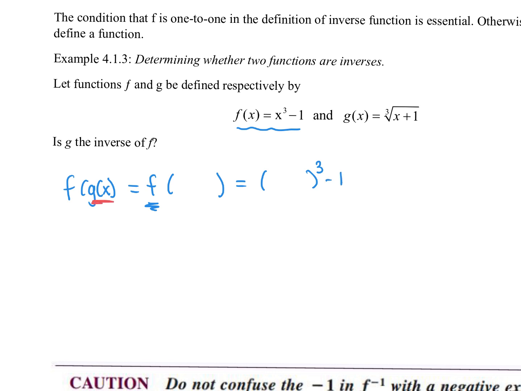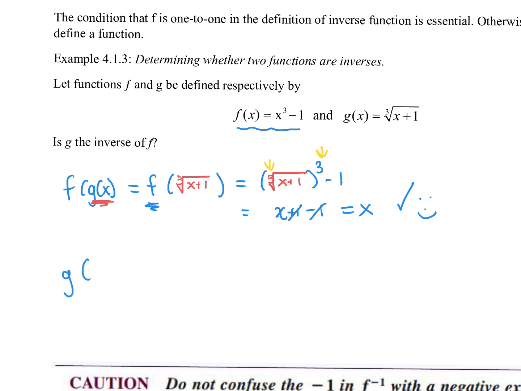The thing you're plugging in right here is g. So g is the cubed root of x plus 1. And so if I plug that into those parentheses, then my other parentheses also have to be the cubed root of x plus 1. A cubed root and a cube undo each other. So this is equal to x plus 1 minus 1. Plus 1 and minus 1 undo each other. This is x. Woohoo! We're not done. That's just the first piece.